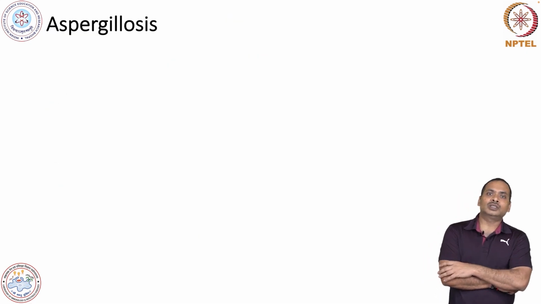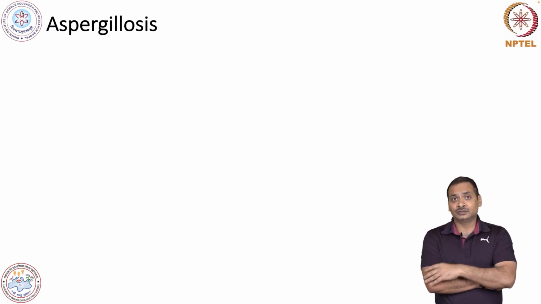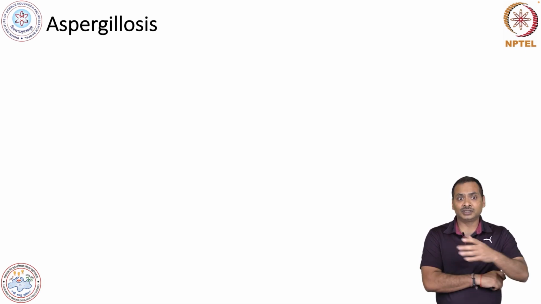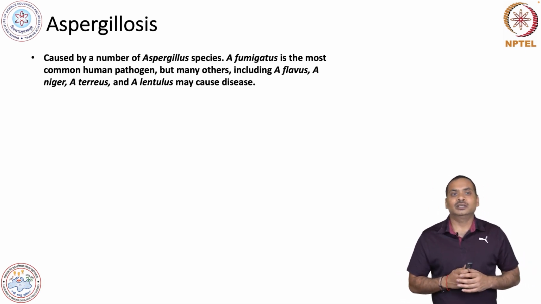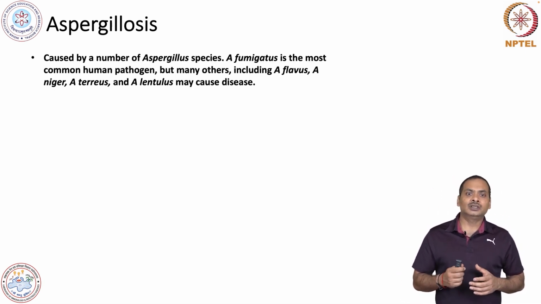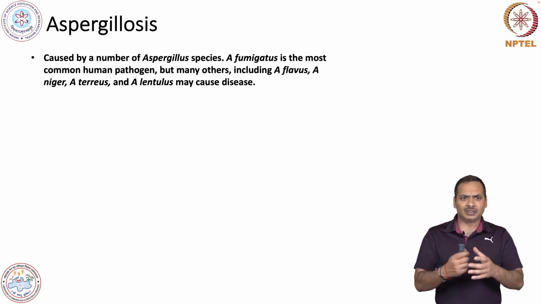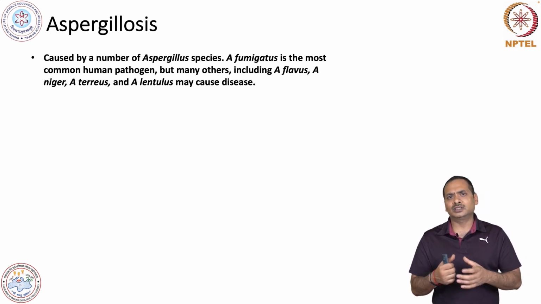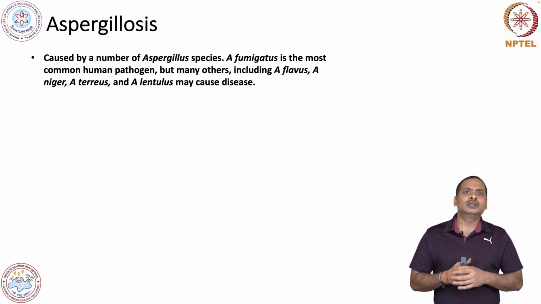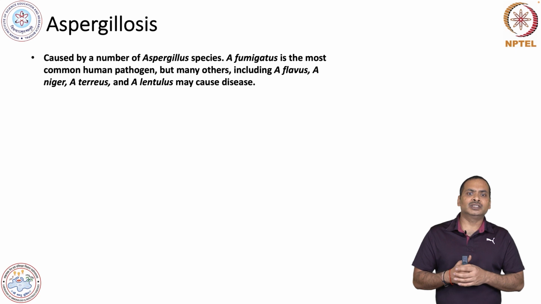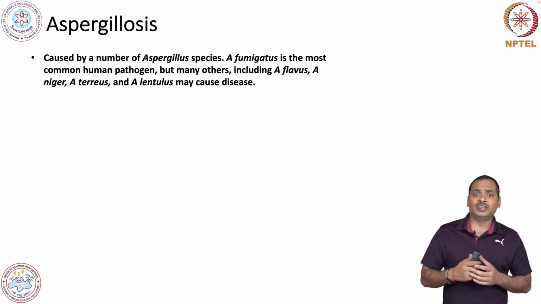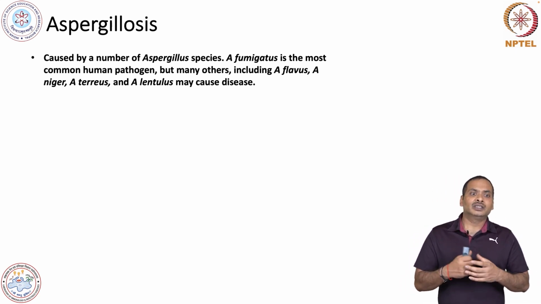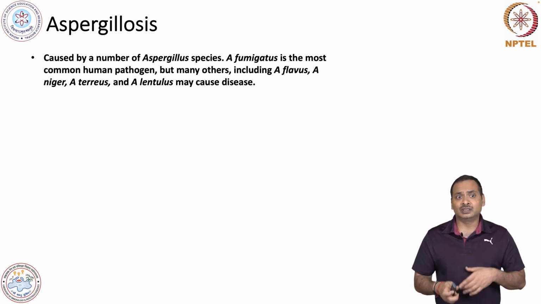Now I will talk about another fungus, that is aspergillosis, which is caused by Aspergillus species. Aspergillus fumigatus is one of the main pathogens and the most common human pathogen, but many others, including Aspergillus flavus and Aspergillus niger, various species may cause the disease.